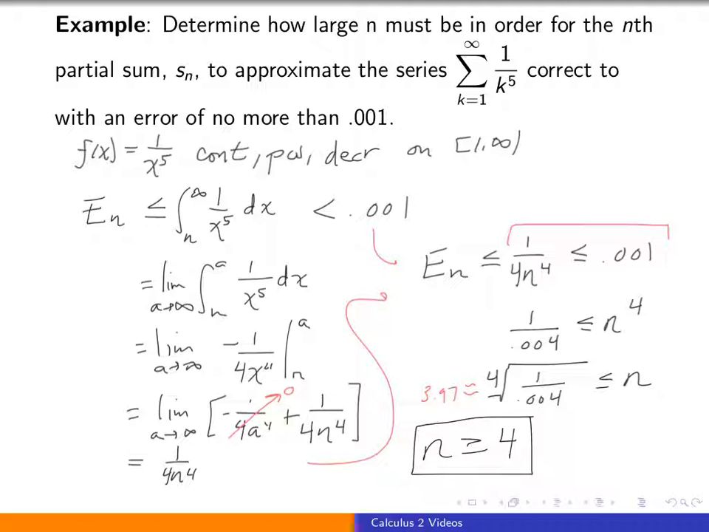So as a recap, if you see a question that asks you to determine how large n must be in order for the nth partial sum to approximate a series correct to a certain degree of accuracy, if it's something that looks like you could use the integral test, we would like to use the integral test estimation property. You first need to verify that the hypotheses are satisfied, and then once you know they are satisfied, go ahead and apply that inequality.